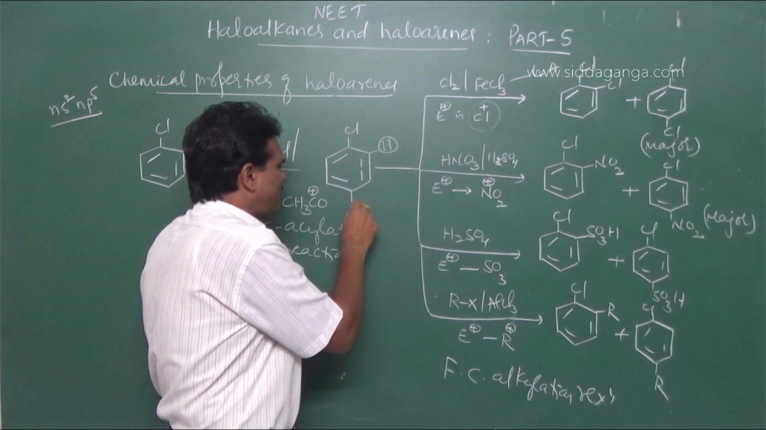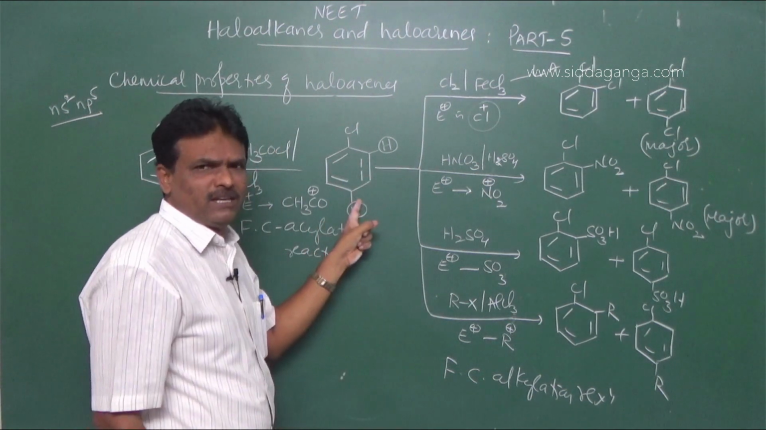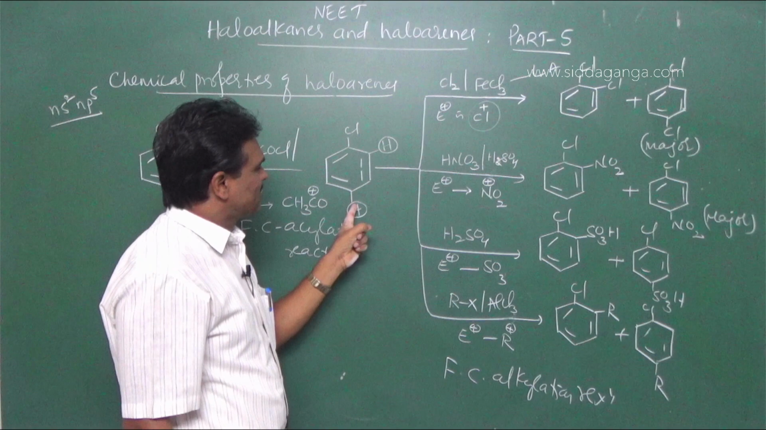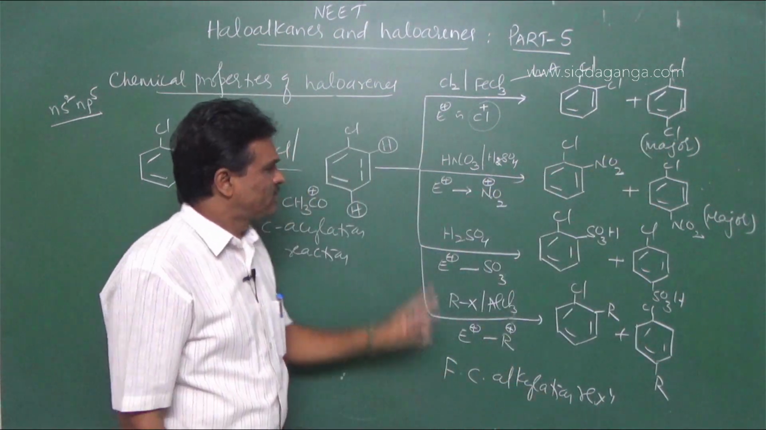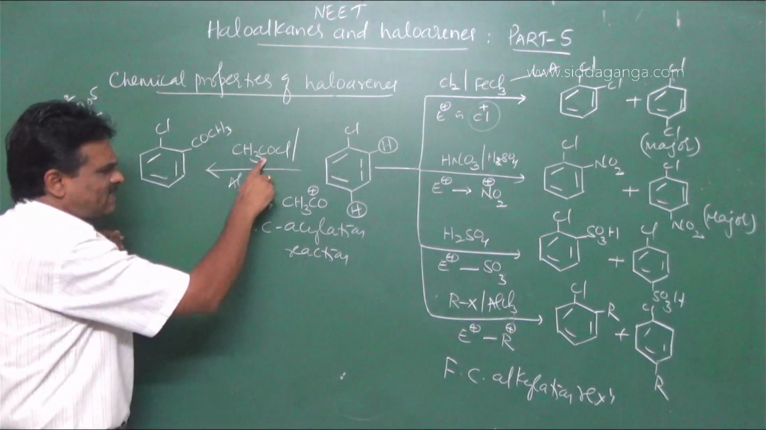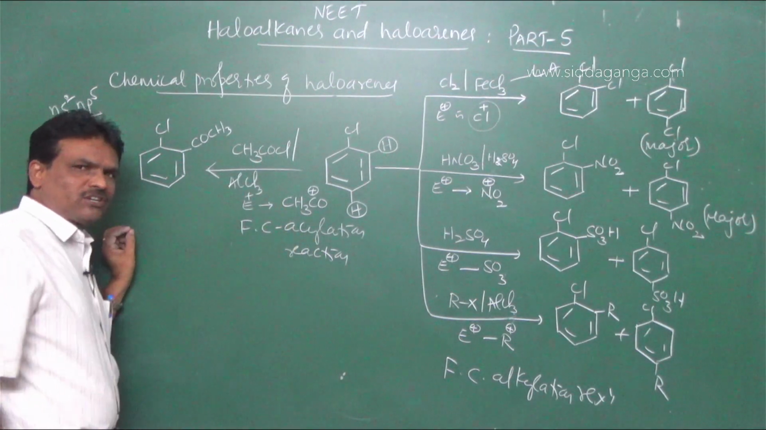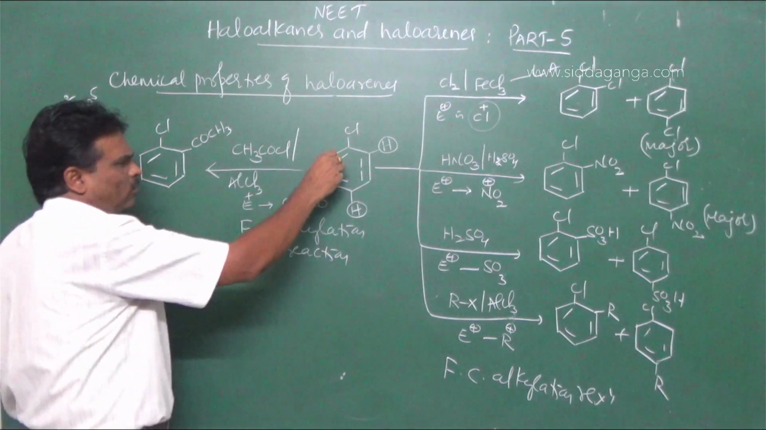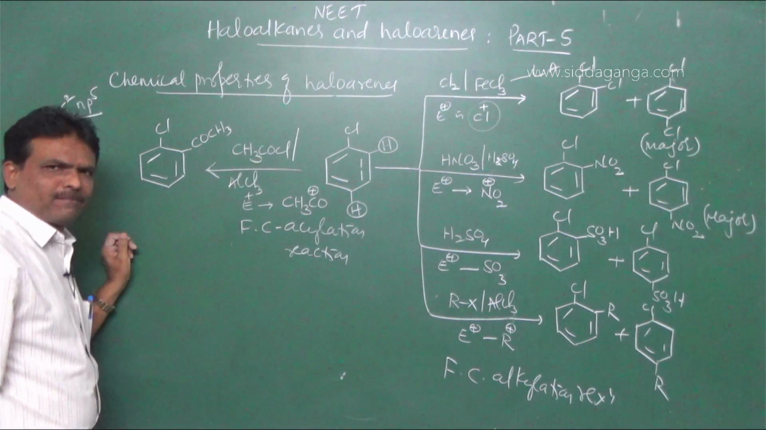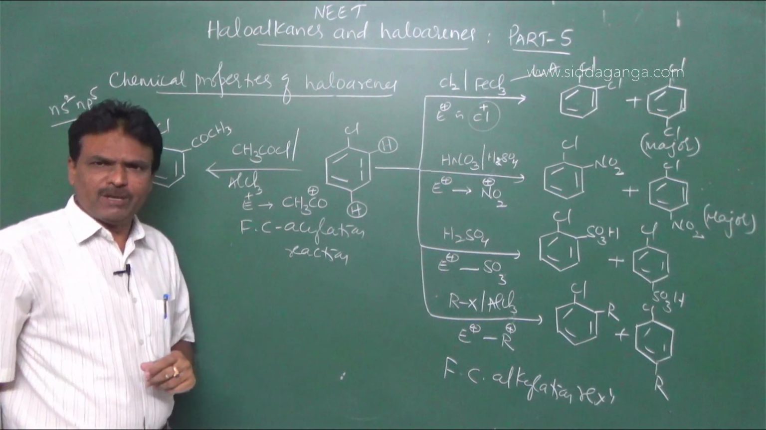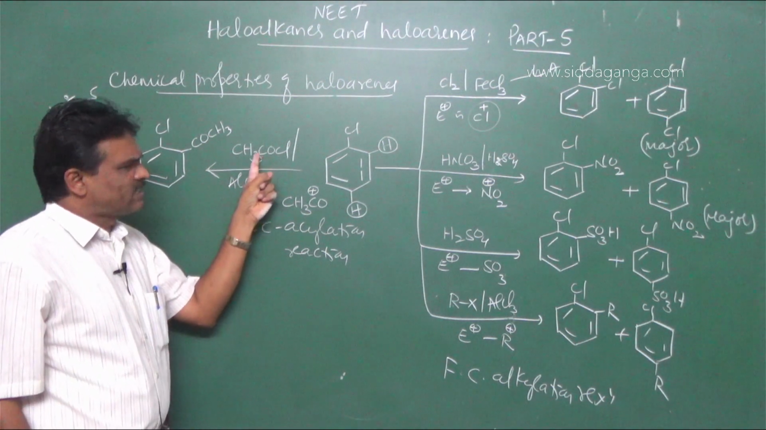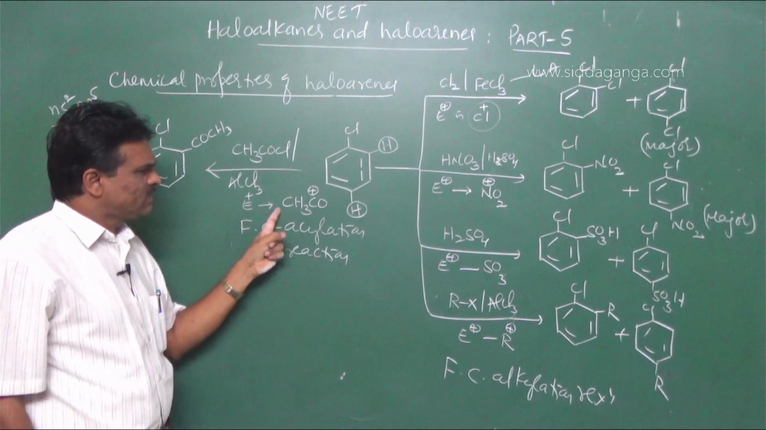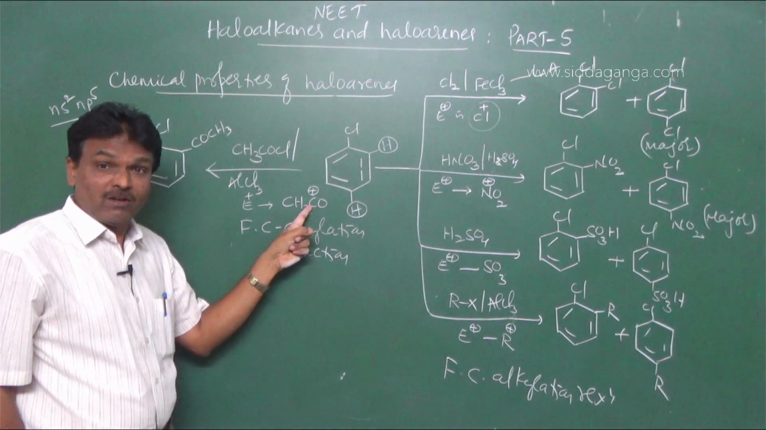Similarly, from another molecule of chlorobenzene, the hydrogen from the para position is replaced by the acyl group. When chlorobenzene is heated with acetyl chloride in the presence of anhydrous aluminum chloride, the combination of aluminum chloride and acetyl chloride produces an electrophile, the acylinium ion.